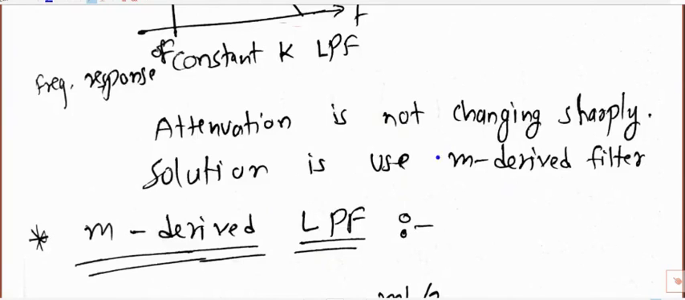M is basically one factor. It is also called the midpoint impedance point. M is a unitless quantity, some factor value by which we will multiply the inductors and capacitors.